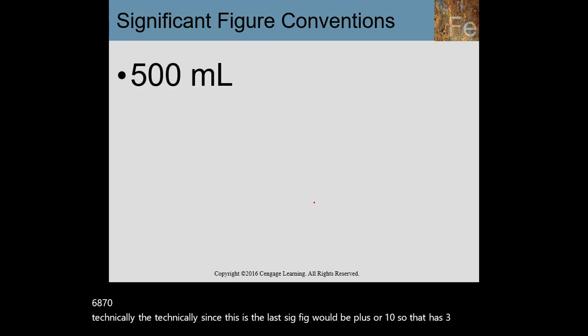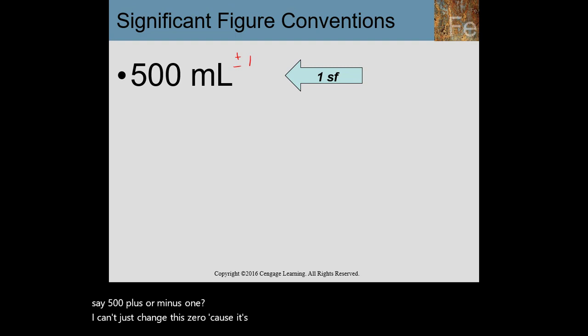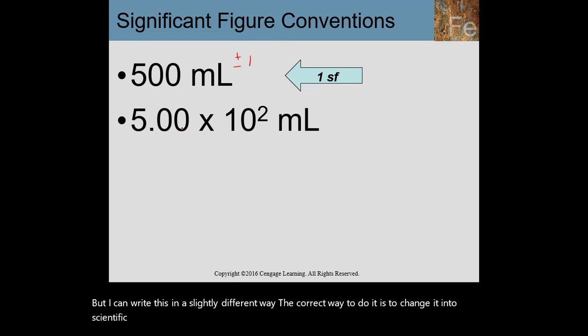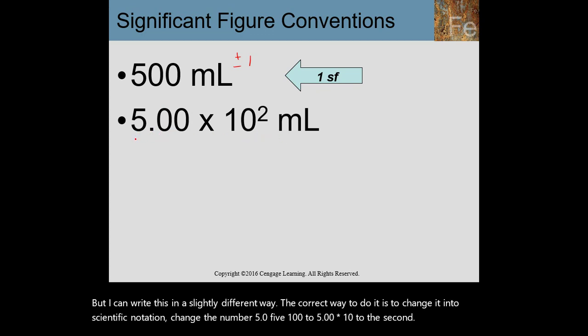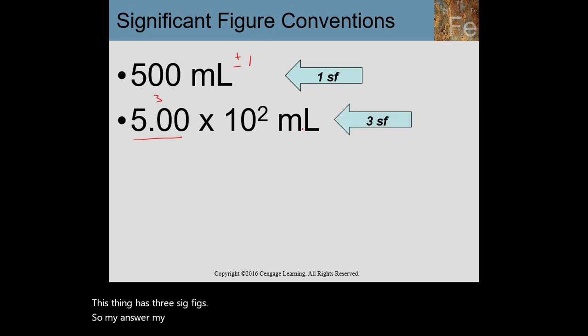Now, what if I wanted to change this from having 1 sig fig to making it say 500 plus or minus 1? Well, I can't just change this 0 because it's a 0. Okay, but I can write this in a slightly different way. The correct way to do it is to change it into scientific notation. Change the number 500 to 5.00 times 10 to the second. Now this thing has 3 sig figs. And this does give the impression of plus or minus 1 milliliter.